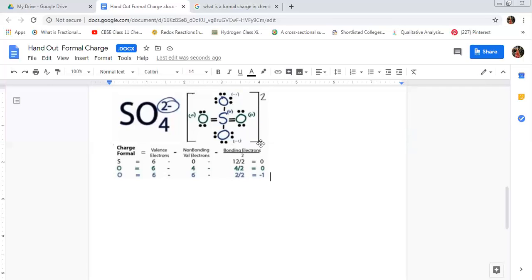So a double bond means 4 electrons. That means 2 double bonds give 4 times 2, which is 8, and 2 single bonds give 2 times 2, which is 4. A single bond means 2 electrons are involved. So I've written 12 by 2. You can use both the methods: either half the bonding electrons, or directly the number of bonds formed by sulfur. So the answer is 0. That means the formal charge of sulfur is neutral.